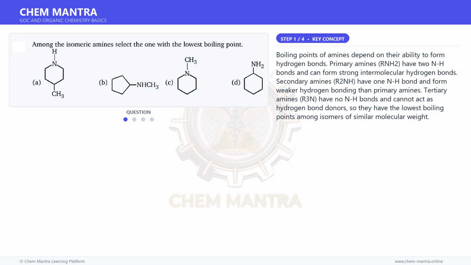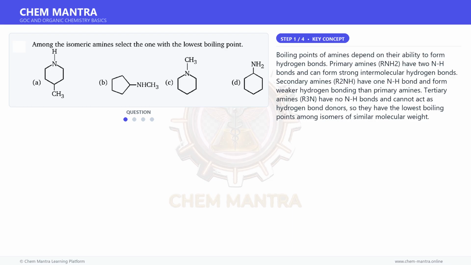Boiling points of amines depend on their ability to form hydrogen bonds. Primary amines, RNH2, have two NH bonds and can form strong intermolecular hydrogen bonds. Secondary amines, R2NH, have one NH bond and form weaker hydrogen bonding than primary amines.